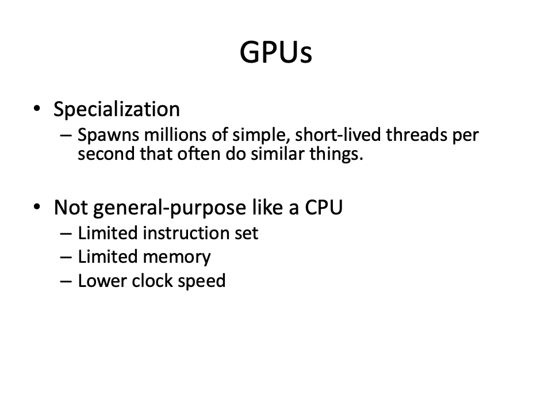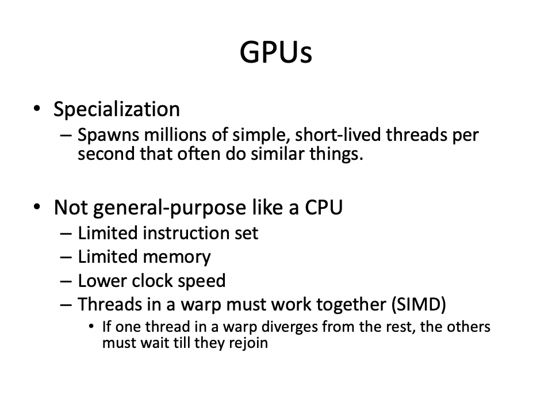They also have lower clock speeds compared to a CPU. And they also have this concept of threads in a warp. To use the analogy of a loom, you have a whole bunch of threads. For instance, in CUDA, which is a proprietary programming library and environment for NVIDIA graphics cards, you might have 32 threads that will work together. So they all have to have the same instruction at the same time.